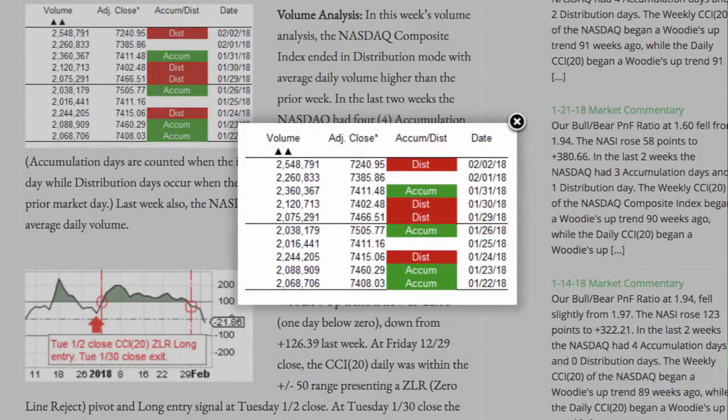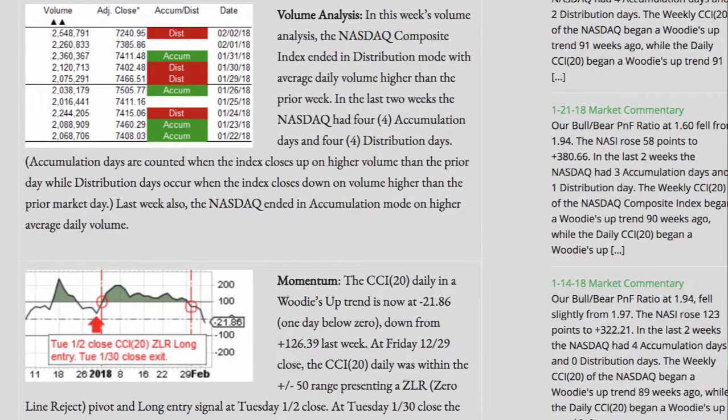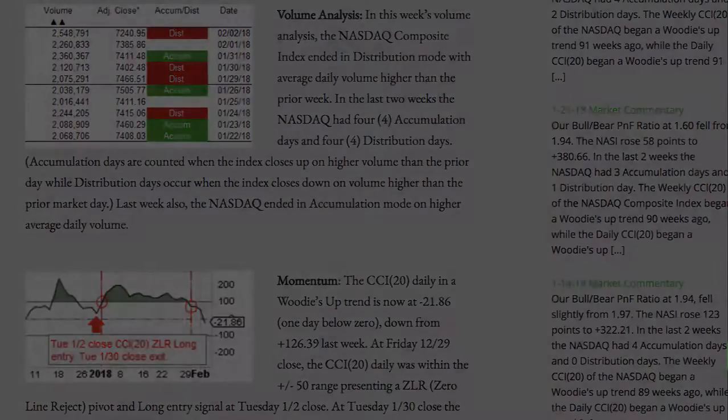Volume analysis. In this week's volume analysis, the Nasdaq Composite Index ended in distribution mode, with average daily volume higher than the prior week. In the last 2 weeks, the Nasdaq had 4 accumulation days and 4 distribution days. Accumulation days are counted when the index closes up on higher volume than the prior market day, while distribution days occur when the index closes down on volume higher than the prior market day. Last week also, the Nasdaq ended in accumulation mode on higher average daily volume.